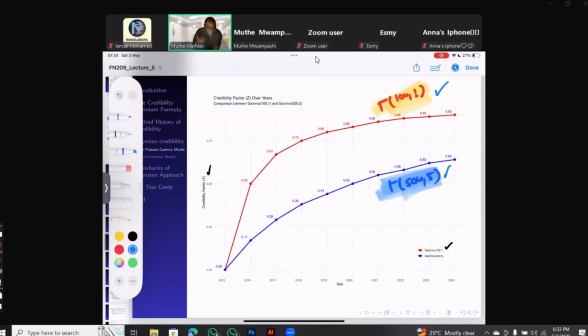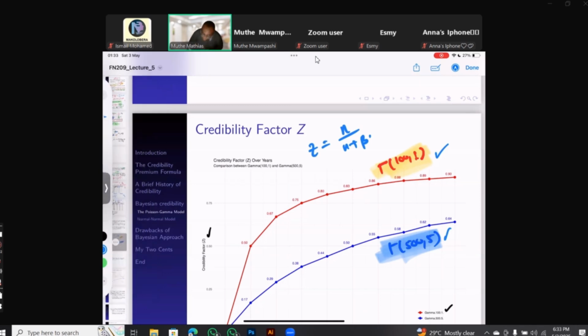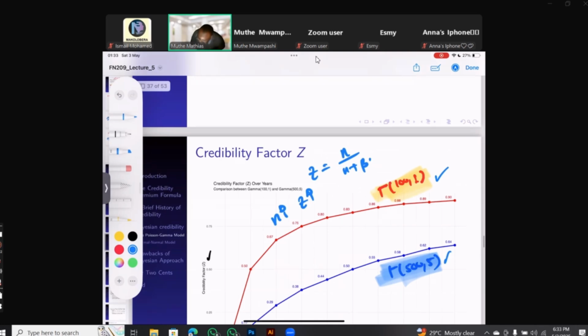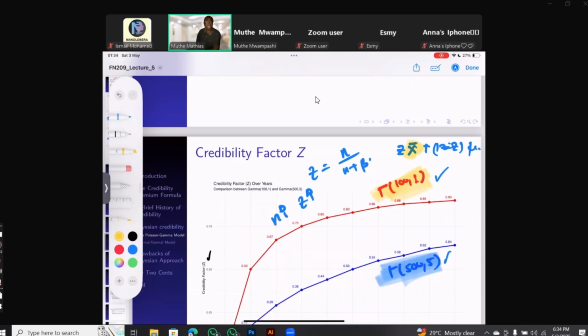So the more data you collect about the risk itself, we expect Z to go up. Why? Because we know that Z in this framework is given by N divided by N plus beta, right? This beta is actually constant. So as N goes up, of course we expect Z to go up as well. So what does Z going up mean? You can remember from this one, Z times X bar plus 1 minus Z times mu. So Z going up means that you are putting more trust in the data from the risk itself, right? So that is what we expect, Z is an increasing function of N.